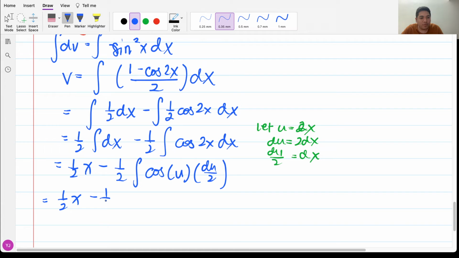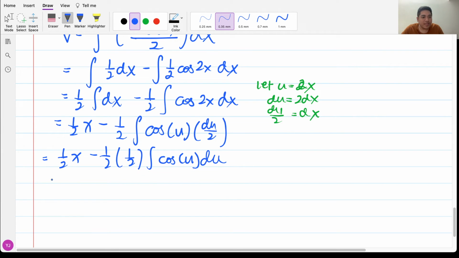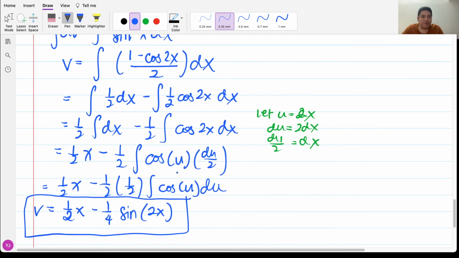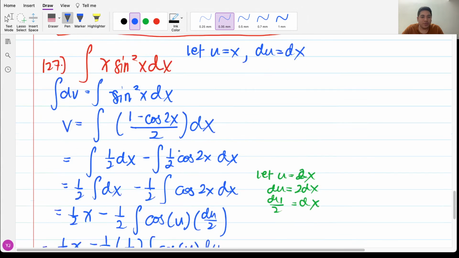So I have now cosine of u, then du all over 2, factoring out 1 half and 1 half. Okay, I have now this, and it's easily integrable. So we have 1 half of x minus 1/4 sine of u, of which the u is 2x. This will be our v, 1 half of x minus 1/4 sine of 2x. That's not the final answer yet. We have to solve uv minus the integral of v du.